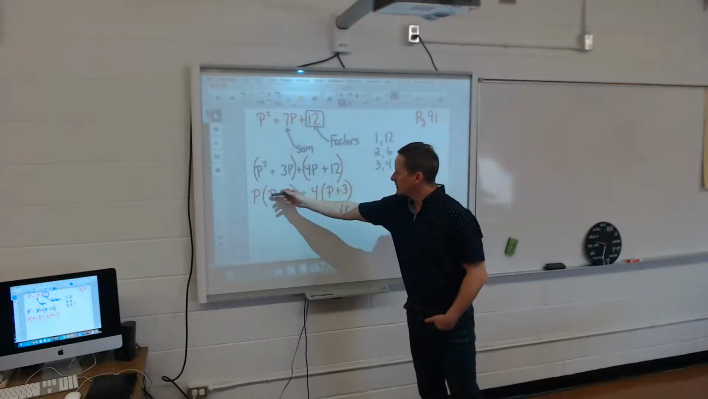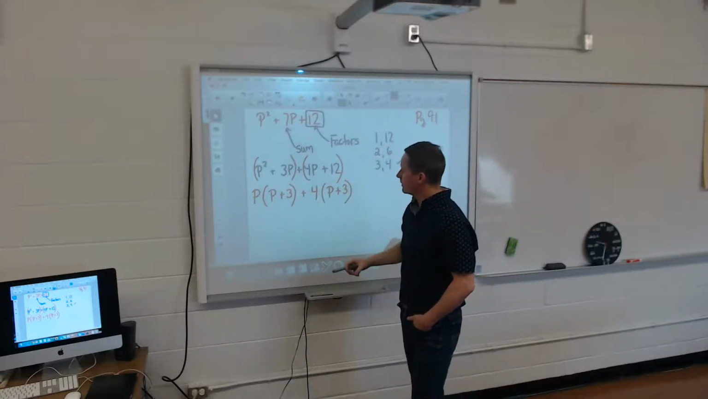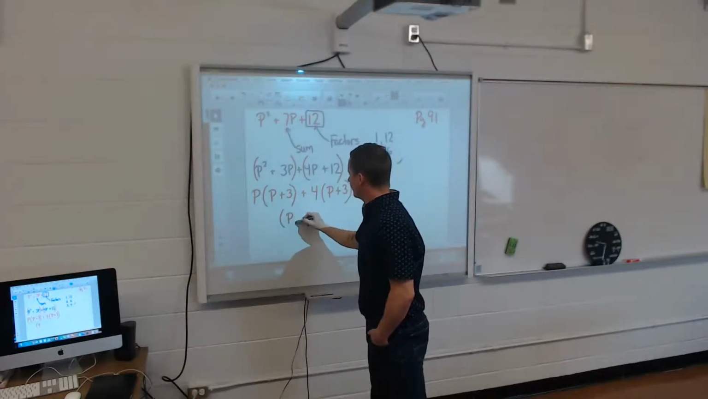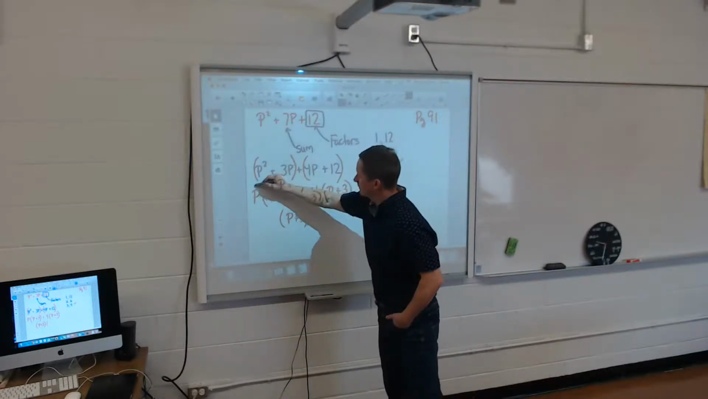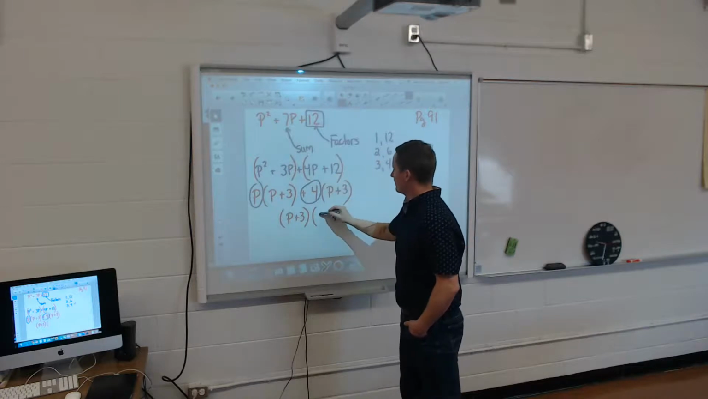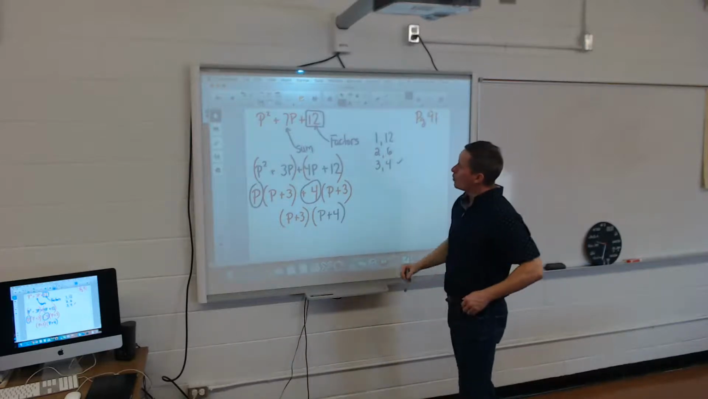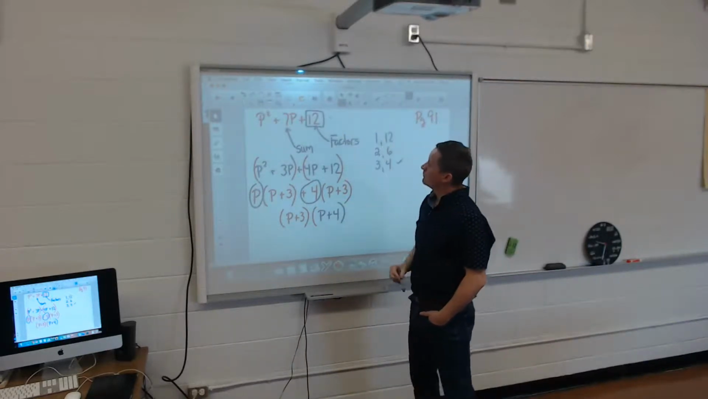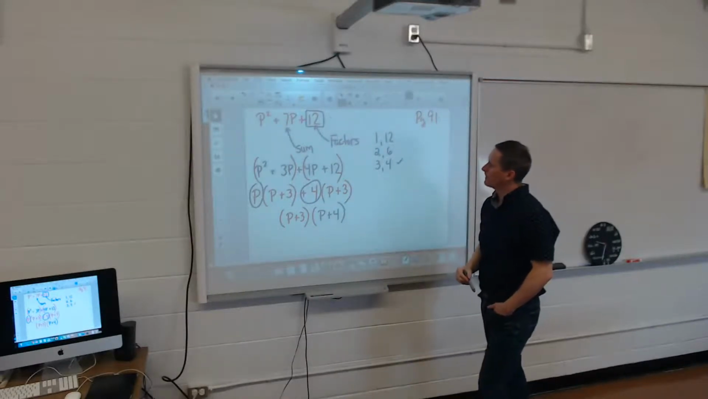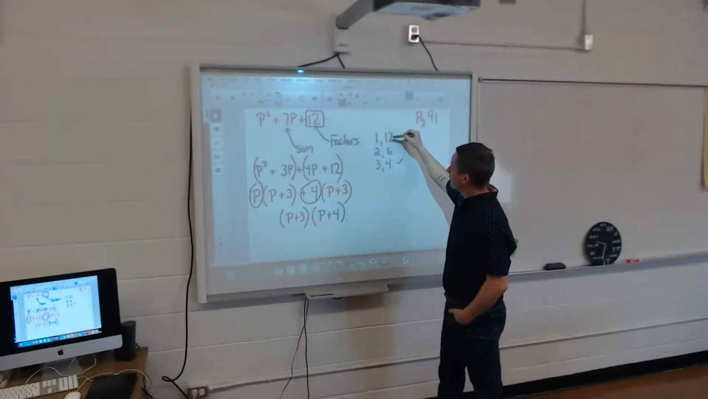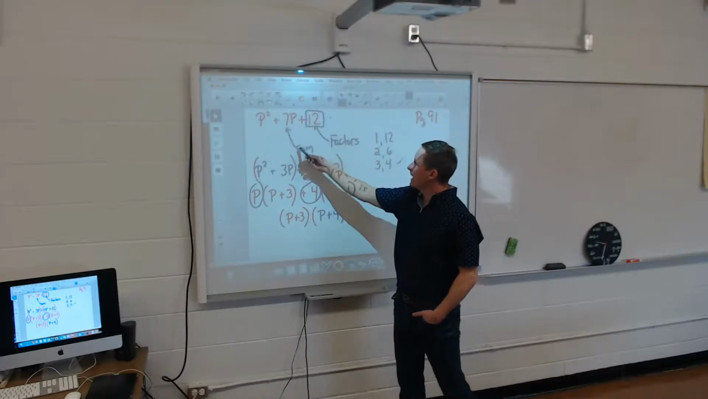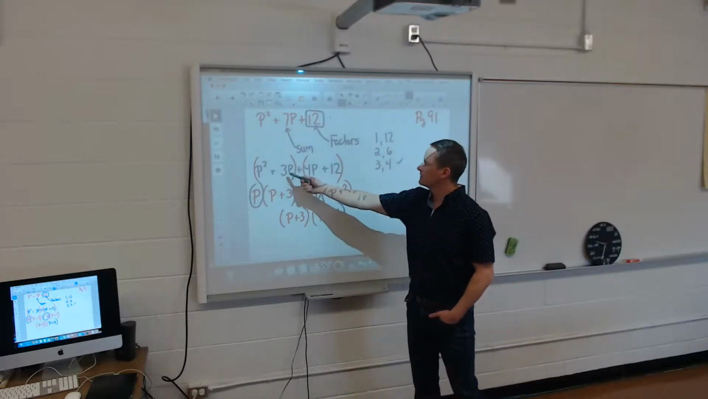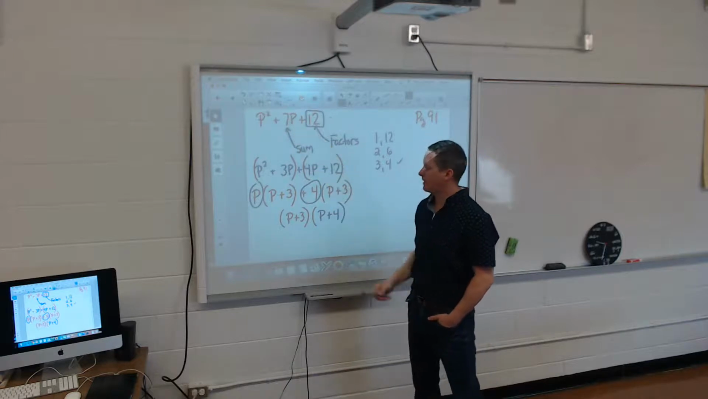Now, what's the greatest common factor between this whole term and this whole term? What do they both have? P plus 3. And what am I left with? p plus 4. So I started this whole question up here with p squared plus 7p plus 12. I found the factors of 12. I just write them out beside there. And I got to pick the two factors right here that add to give me my middle term. Because you can see that 3p plus 4p is 7p.